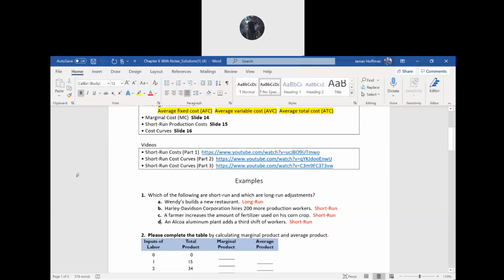And then D, an Alcoa aluminum plant adds a third shift of workers. Okay, that's a labor adjustment. That's a short run adjustment. That's short run period.